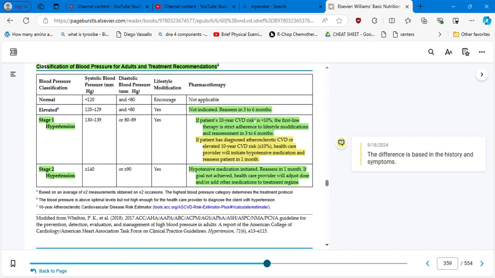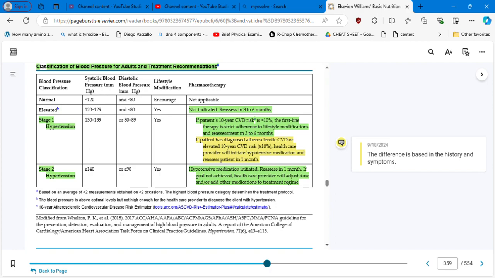For example, this patient is 124/74, okay, that is the pre-hypertensive stage. Not indicative of medication, reassess in 3 to 6 months. Now, in stage 1 hypertension, 130 to 139. So here comes your 136/88 patient, for example.